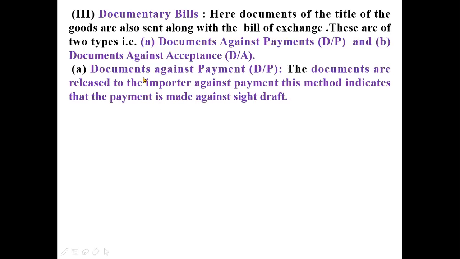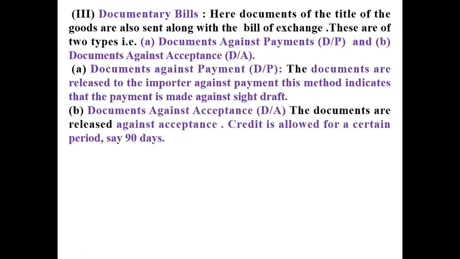So what I have just told you, try to understand what I have said here. Document against payment: the documents are released to the importer against the payment in this method. This method indicates that the payment is made against a sight draft. This sight draft means the bill of exchange. When the document is submitted to the importer, that bill will be a sight bill. What is the sight bill of exchange? That means the importer will make the payment immediately.